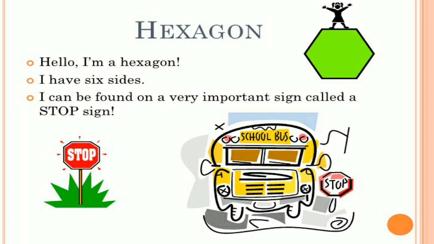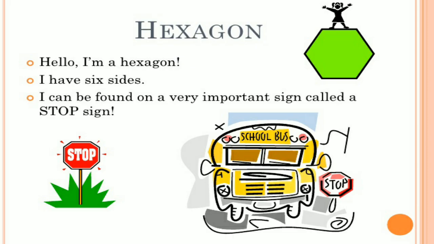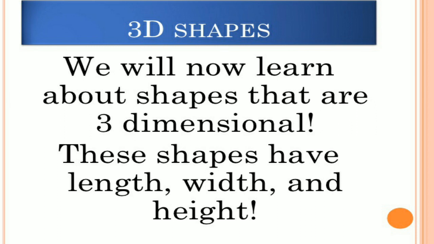Very good. So now we are going to learn the next slide, and it's the 3D shapes. So we learned about shapes, and now we are going to learn about 3D shapes. We will now learn about shapes that are three dimensional. These shapes have length, width and height. So now we are going to learn in detail what 3D shapes are.